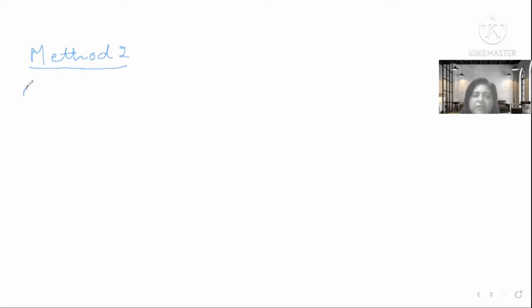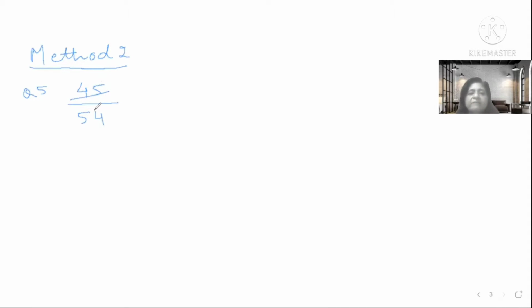So here method 2 is there, that is cancelling the common factors. So the same question here we take one more question number 5, that is, let it be 45 divided by 54.